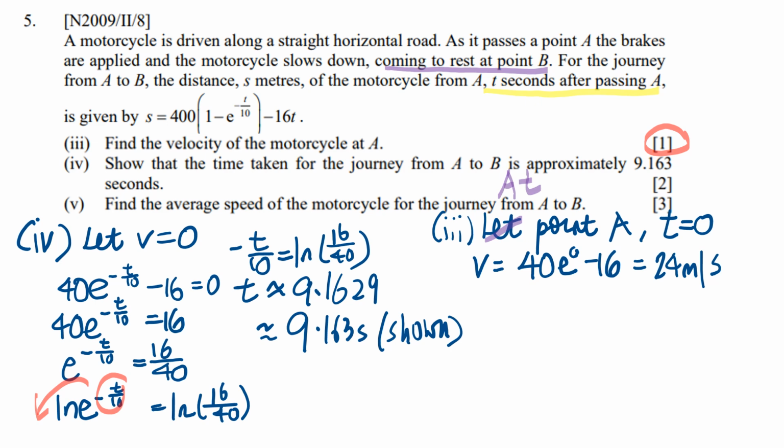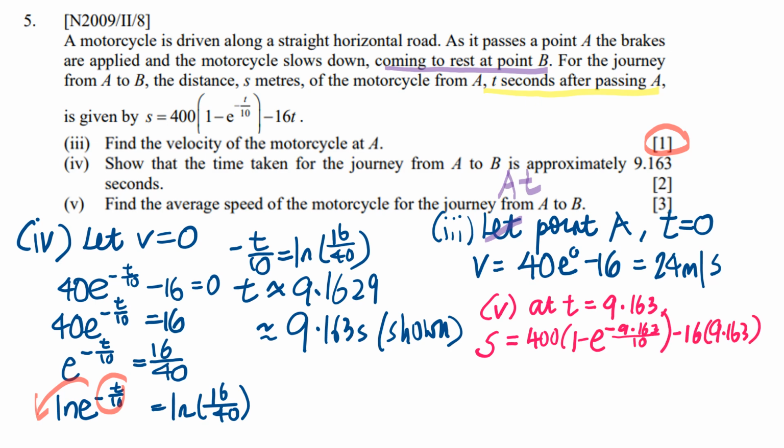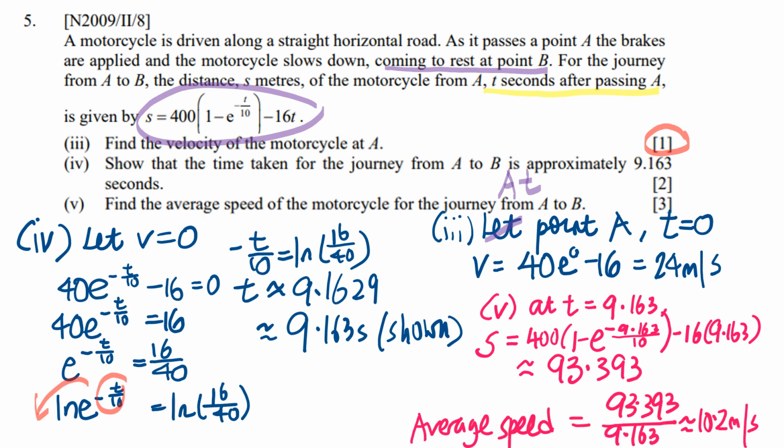So therefore, we can simply substitute t equals 9.163 into the expression given. The expression given is this one here, the distance traveled. Substitute t to be 9.163, and use your calculator carefully, and you will be able to get 93.393. Oh, we need to find average speed, so we use total distance divided by total time. The answer will be 10.2 meters per second.